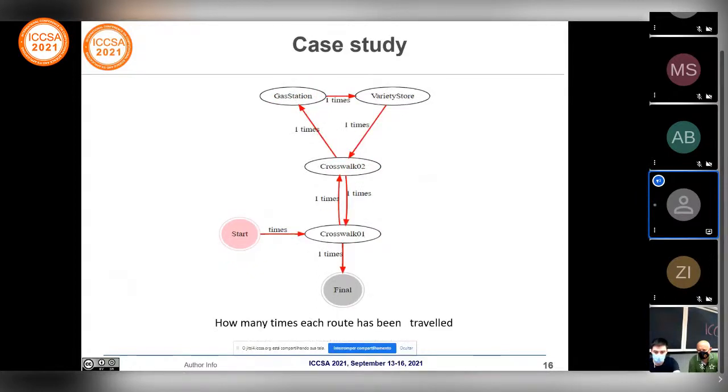This chart shows how many times the user traveled between the two hotspots. So he starts here and goes to crosswalk 1, after that he went to crosswalk 2, after that he went to the gas station, the variety store, and returned to crosswalk 2, crosswalk 1, and finished the experience.